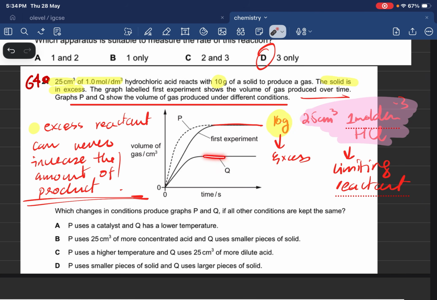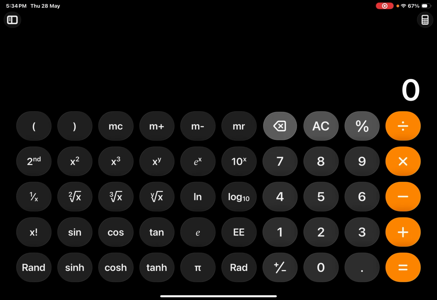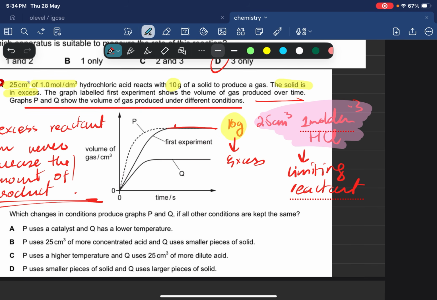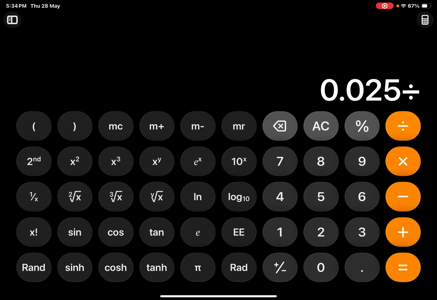So in line Q, the product is decreased. That means we have decreased the moles of HCl. Over here, how many moles of HCl do we have? 25 multiplied by 1 divided by 1000. I have 0.025 moles in the first reaction. Definitely in Q, I have divided by 2. Divided by 2, the moles are halving.